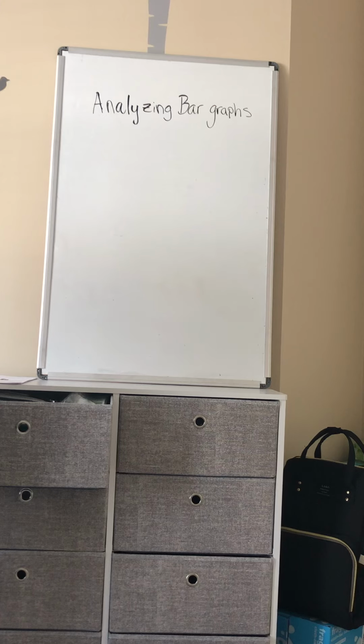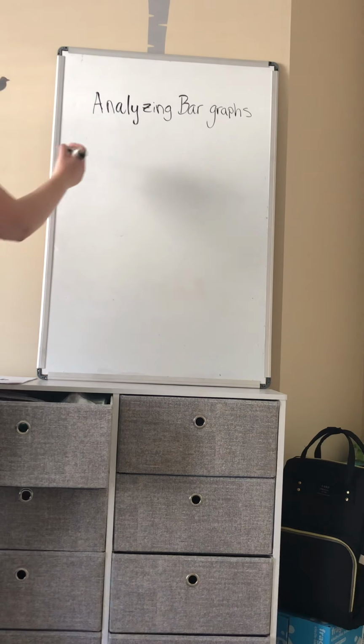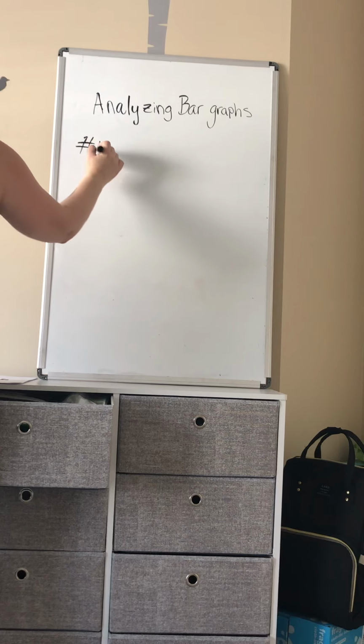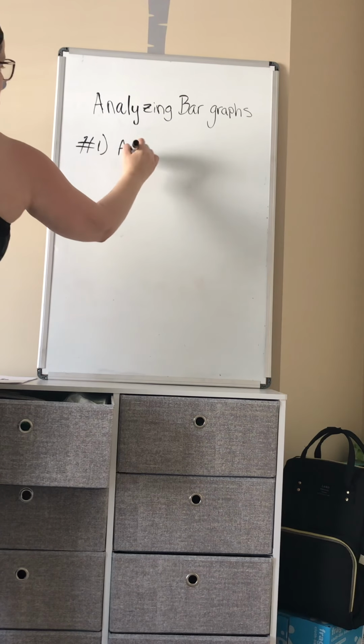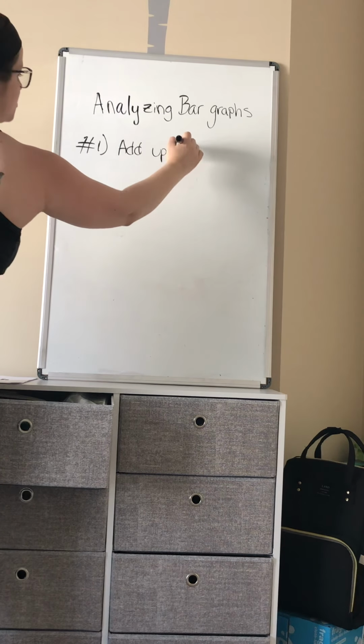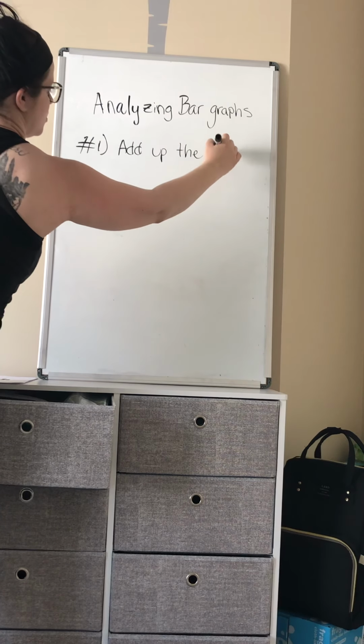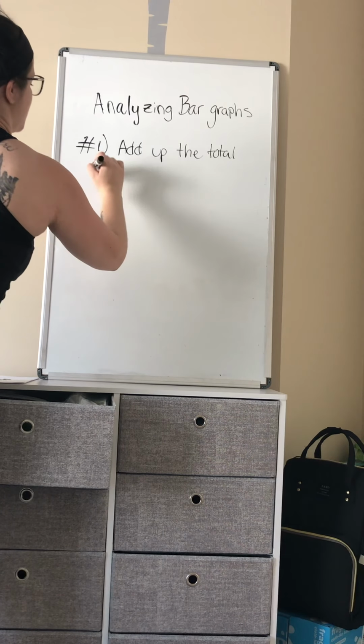So the first question says, how many students participated in the contest? That means that you need to count the total number of students. So for question number 1, you are going to add up the total amounts of all the bars.